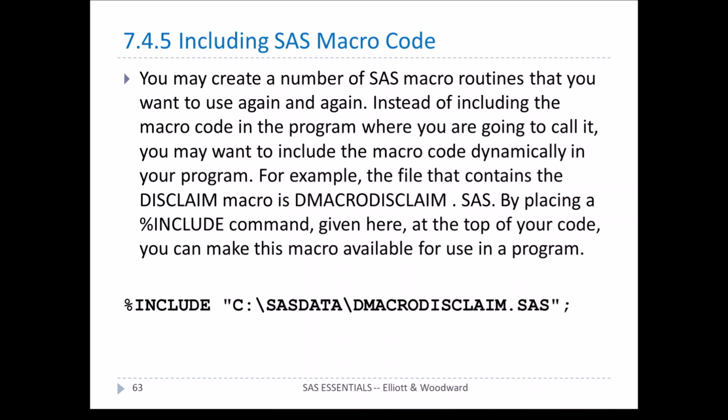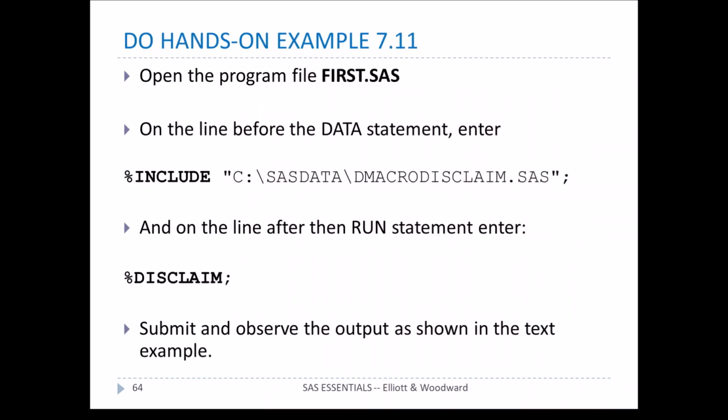And so if we want to use that macro called dmacrodisclaim, which may be part of a large library of macros that we have, at the beginning of our program we put the percent include and then the name of the macro. In this case, it's C:// data dmacrodisclaim.sas in quotes. We put that at the top of our program, and then once we run the program, it can be called anywhere in our program, as we're going to see.